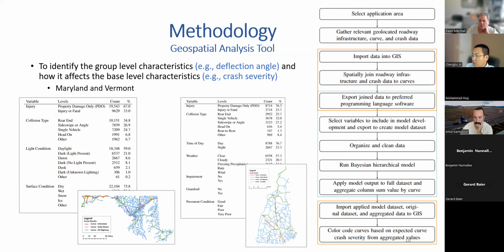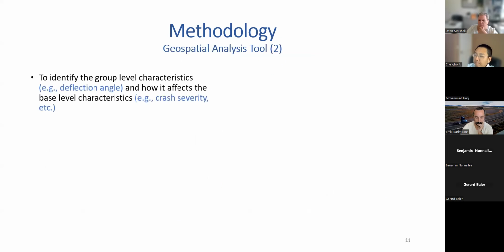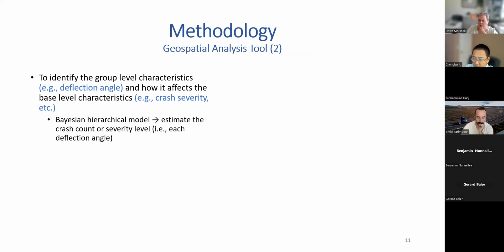So we introduce a model called a Bayesian hierarchical model, which is really just to investigate those grouping effects. The model is trying to estimate the crash counts or severity, depending on which one you want, at each of these deflection angle categories. Okay, so the model works like this.